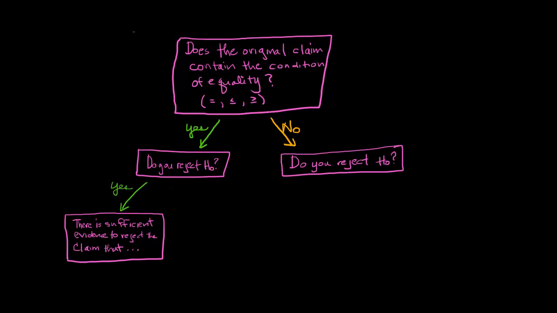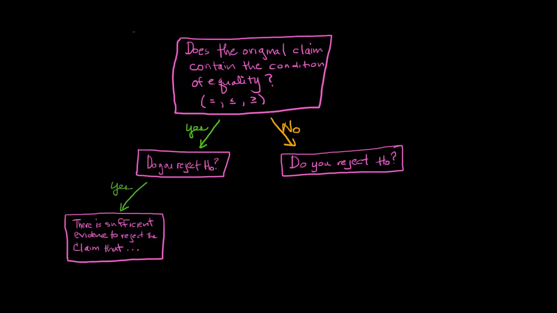If we had said yes, it contains the condition of equality, and yes, we reject the null hypothesis, then we begin our conclusion with words similar to this: There is sufficient evidence to reject the claim that, and then you just use words from the problem statement. So there is sufficient evidence to reject the claim that most college students have a credit card, something like that. That was the original claim, that most college students have a credit card. So you just go back to that original claim, and there you get your wording.